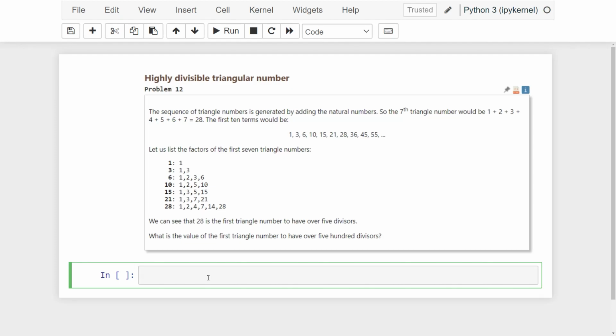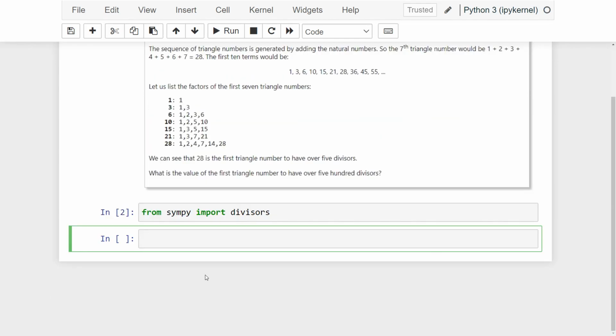So first, I am importing divisors from the SymPy library. It returns all divisors of a number. After that, I am creating a while loop that finds the first number that has over 500 divisors.